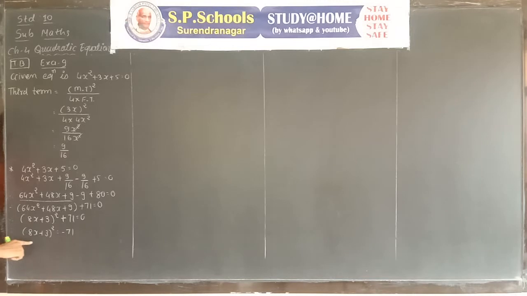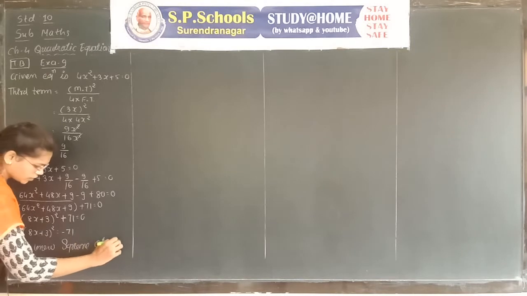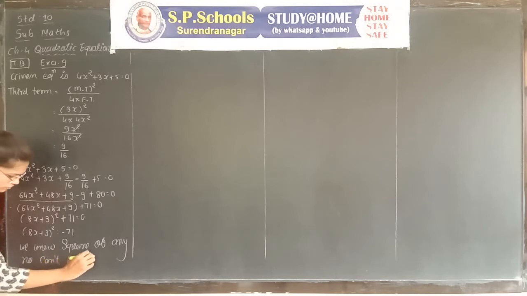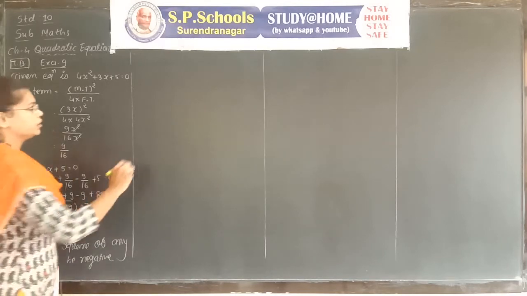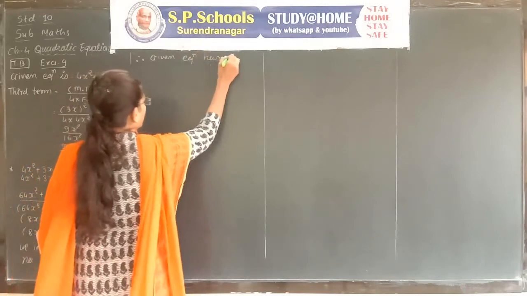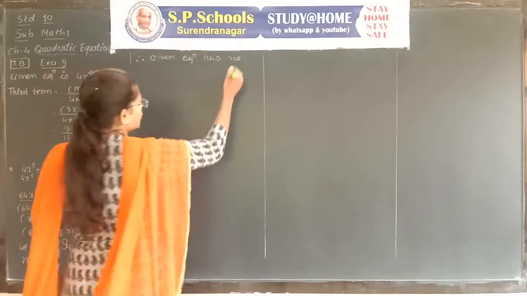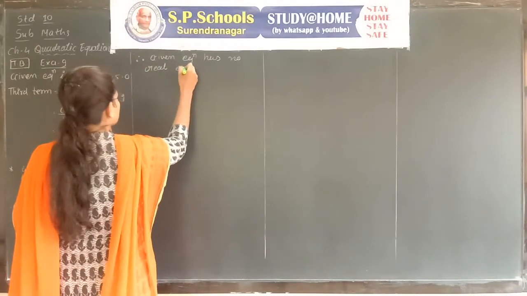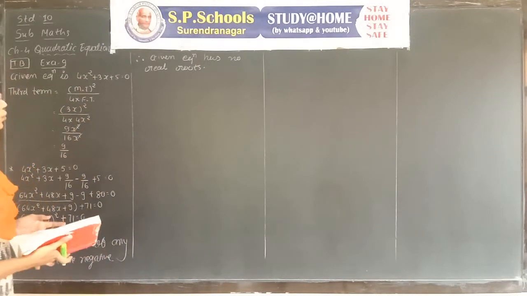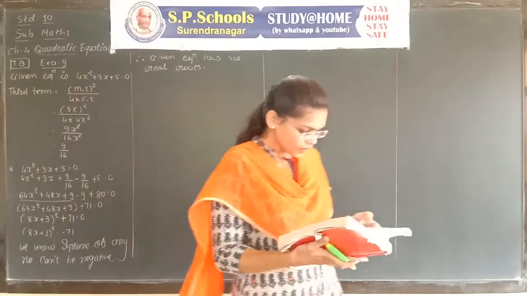We know the square of any number can't be negative. Whenever you see a statement like this, this equation has no solution. Therefore, the given equation has no real roots. The values of x are not possible to find for this equation. There is no value of x possible. Let's see the next one.